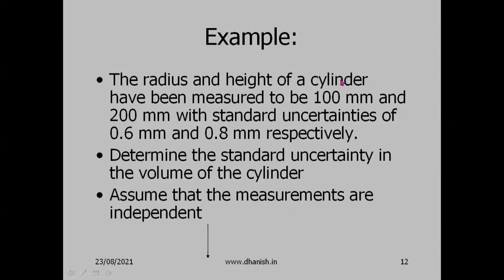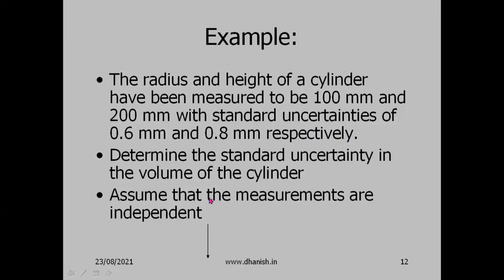So radius and height are the two input quantities. Radius is 100 mm, height is 200 mm. Standard uncertainty of radius is 0.6 mm. Standard uncertainty of the height is 0.8 mm. So standard uncertainties are given. Of course, if instead of standard uncertainties, expanded uncertainties are given, then we will have to convert into standard uncertainty using the previous class approach. We have to divide by the appropriate divisor.